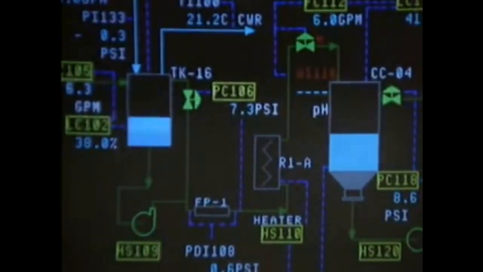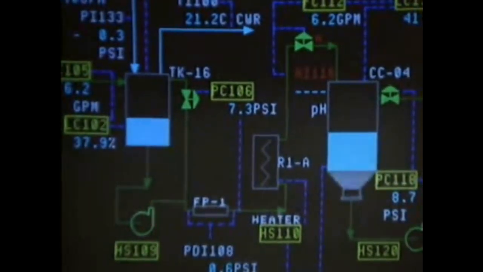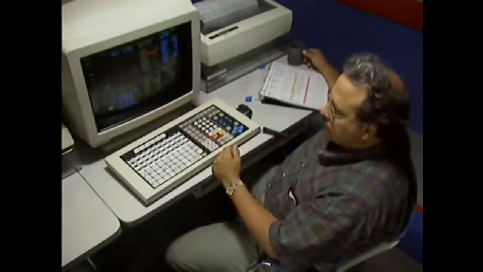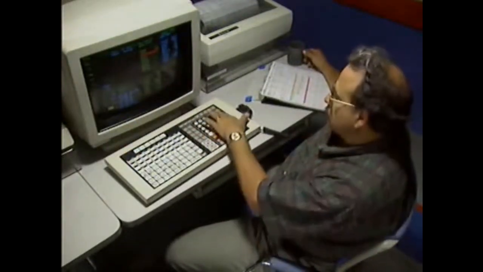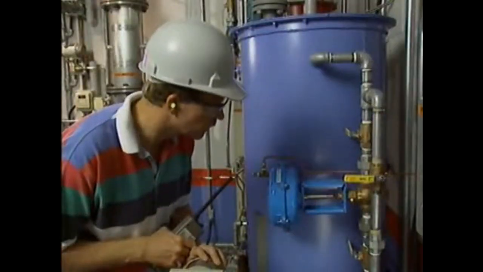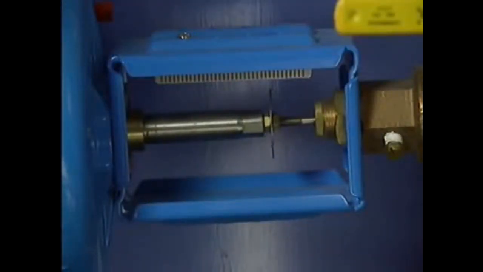After several minutes, the control room operator sees that the levels in the 2 tanks have returned to normal. After the repairs are completed, to verify that the control valve is operating correctly, the control room operator cycles the control valve open and closed. The outside operator watches the valve's operation. It appears to be operating properly.